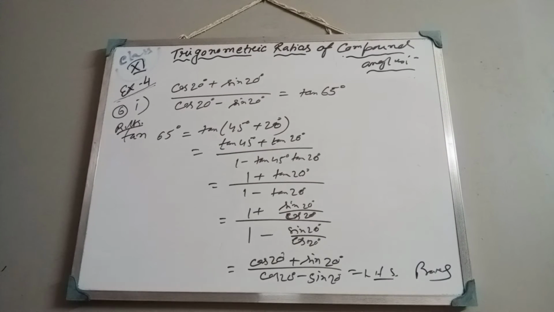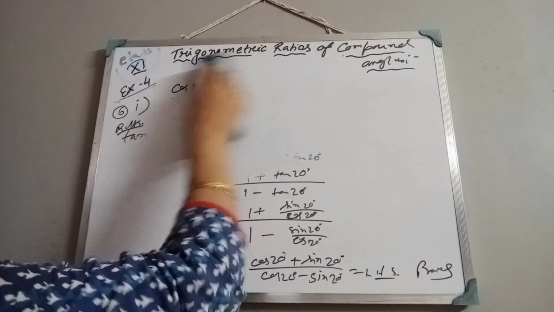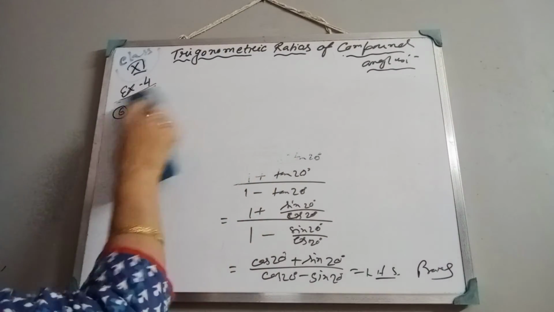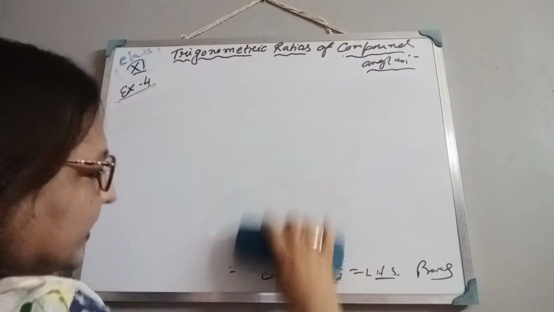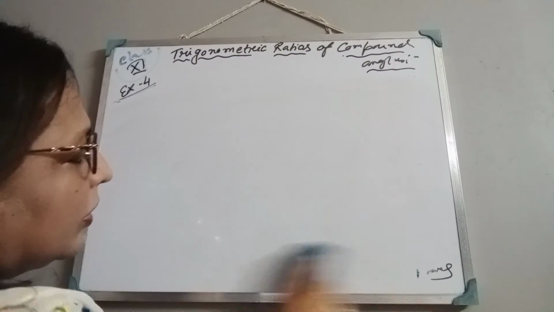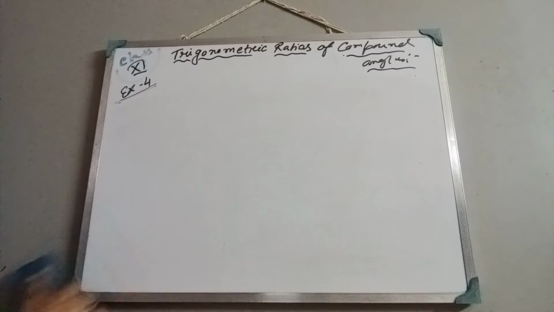Okay, next sum is very important. This type of sum, always try to expand in terms of sin A plus B, cos A plus B, or sin A minus B, cos A minus B, this form.